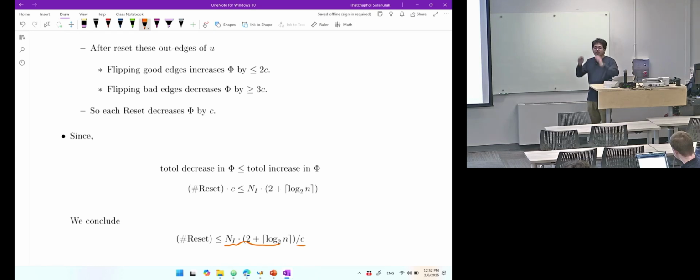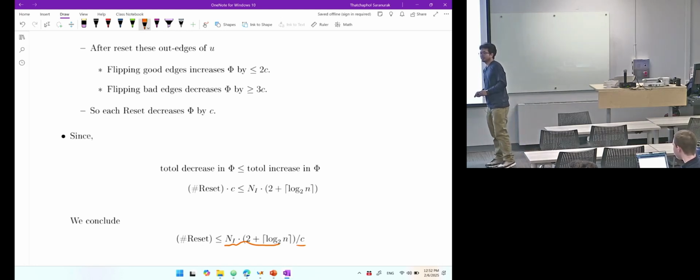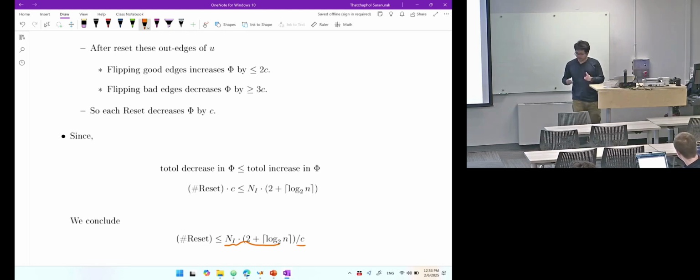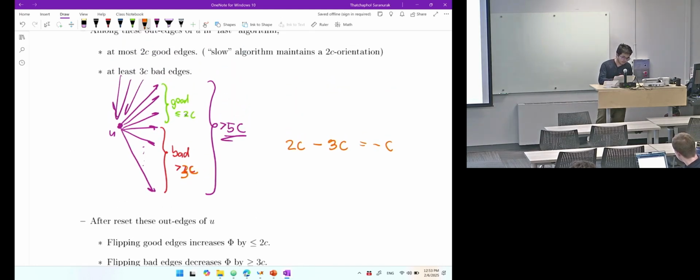Questions about this? If you theoretically had a slow algorithm that maintains C, could you just do the same exact thing but with 3C? Exactly. If you know that this is at most C, then you can just say that this is 3C and this is 2C, and everything is going to work.